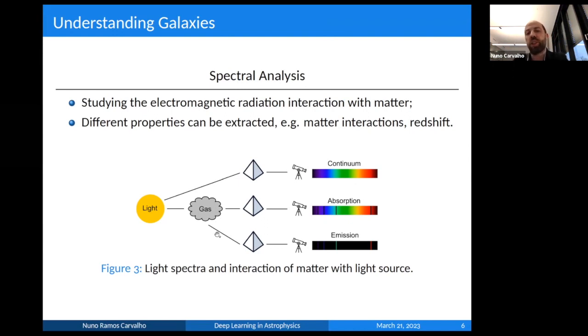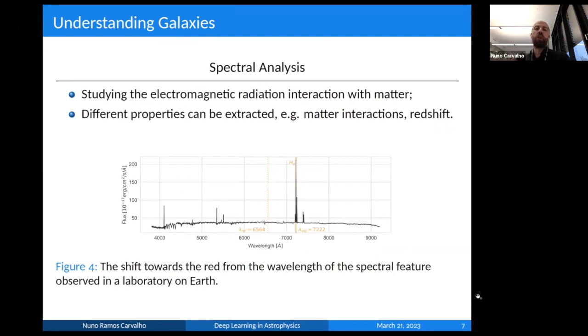And of course, if you just look at the gas, it will also emit its own signature. We can see that in the light spectra. And if we take a more detailed look at this spectra, usually what we see is this plot of the flux that we get over the wavelengths. And this can also be useful to extract other information, like, for example, the redshift.